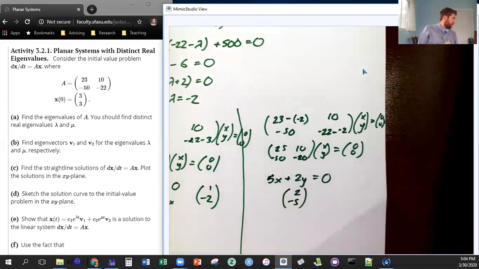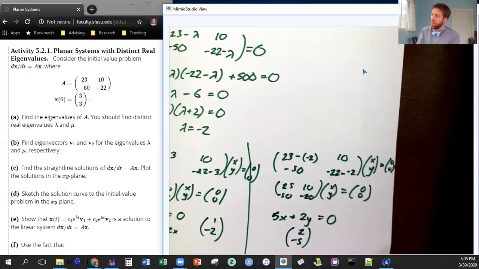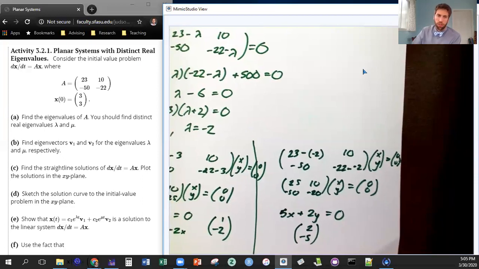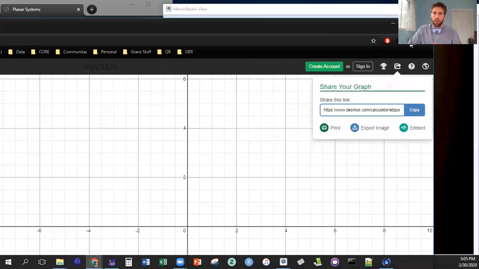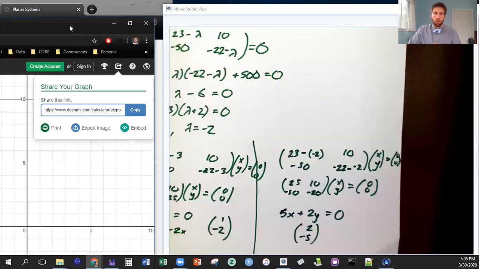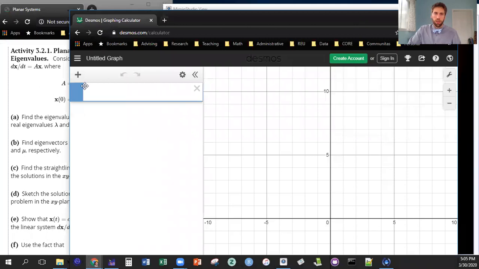Okay, so those are our eigenvectors and eigenvalues. Now we want to find straight line solutions for this and plot them. And then we want to sketch the initial condition. So let's see. I should move to Desmos. Perhaps I will. Okay, let's move to Desmos. My screen is too big. Let's get a little smaller so I can see.